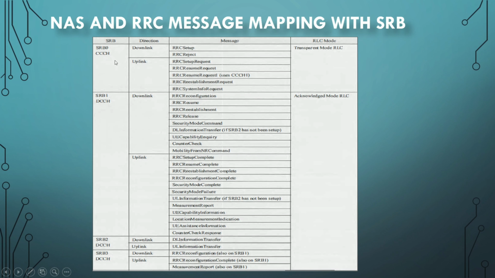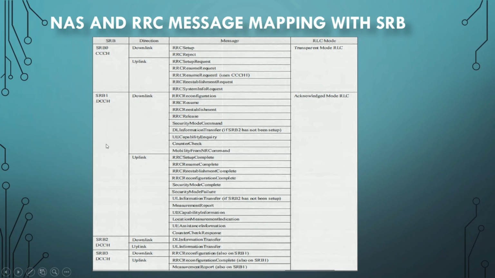Likewise, for SRB0, in downlink RRC setup and RRC reject, and in uplink RRC setup request, RRC resume request using CCCH, RRC reestablishment request, and RRC system info request. These are all for SRB0. The RLC mode used by SRB0 is TM mode, transparent mode.